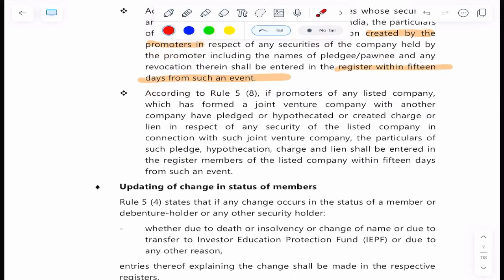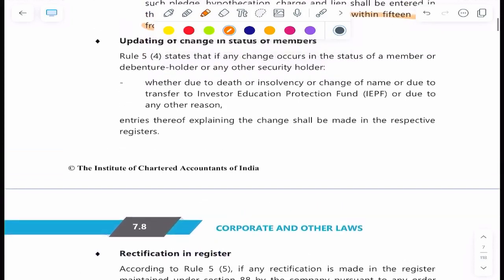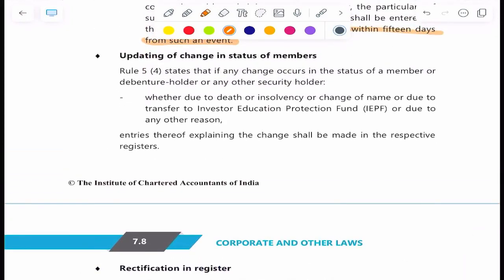According to Rule 5.8, if promoter of any listed company which has formed a joint venture company with another company have pledged or hypothecated or created charge or lien in respect of any security of the listed company in connection with such joint venture company, the particulars of such pledge, hypothecation, charge, and lien shall be entered in the register of members of the listed company within 15 days from such an event. Updating of change in status of members.